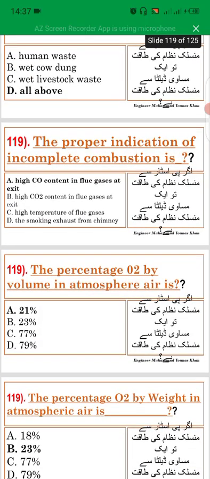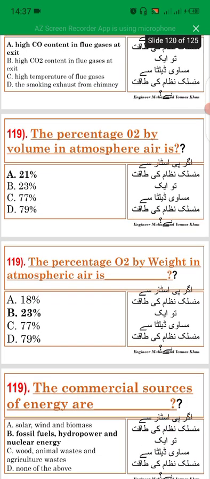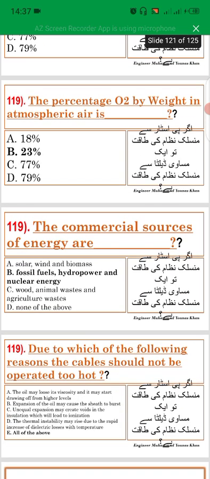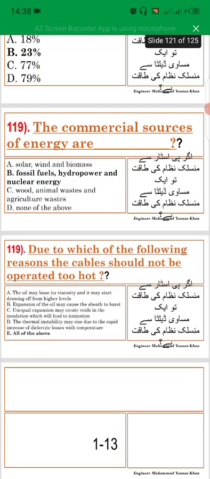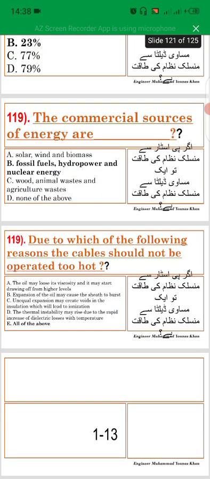The proper indication of incomplete combustion is high CO content in flue gases at exit. The percentage of O2 by volume in atmospheric air is 21%. The percentage of O2 by weight in atmospheric air is 23%. The commercial sources of energy are fuels, fossil fuels, hydropower, and nuclear energy.